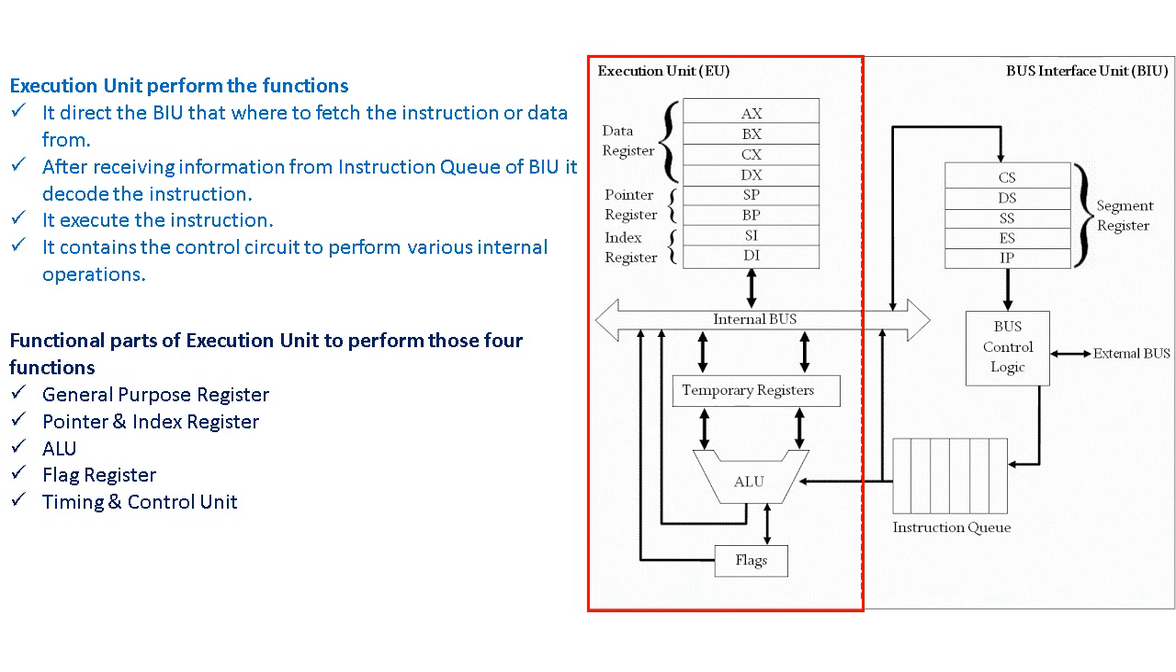And for operating these four functions, it has some functional parts. Let us understand those. The functional parts of the execution unit to perform those four operations are: general purpose register, pointer and index register, ALU, flag register, timing and control unit. These are the 5 parts. So let us understand all these 5 parts one by one.